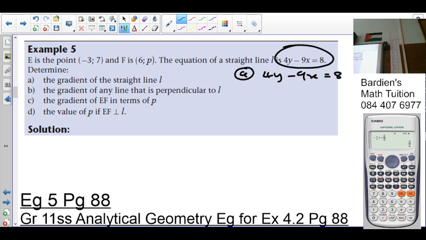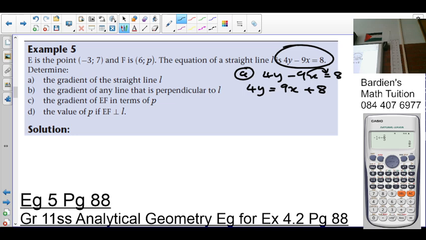Firstly, the line must be in the form of y equals mx plus c. So is that in the form? No. So we take the 9 over. So 4y is equal to 9x plus 8.